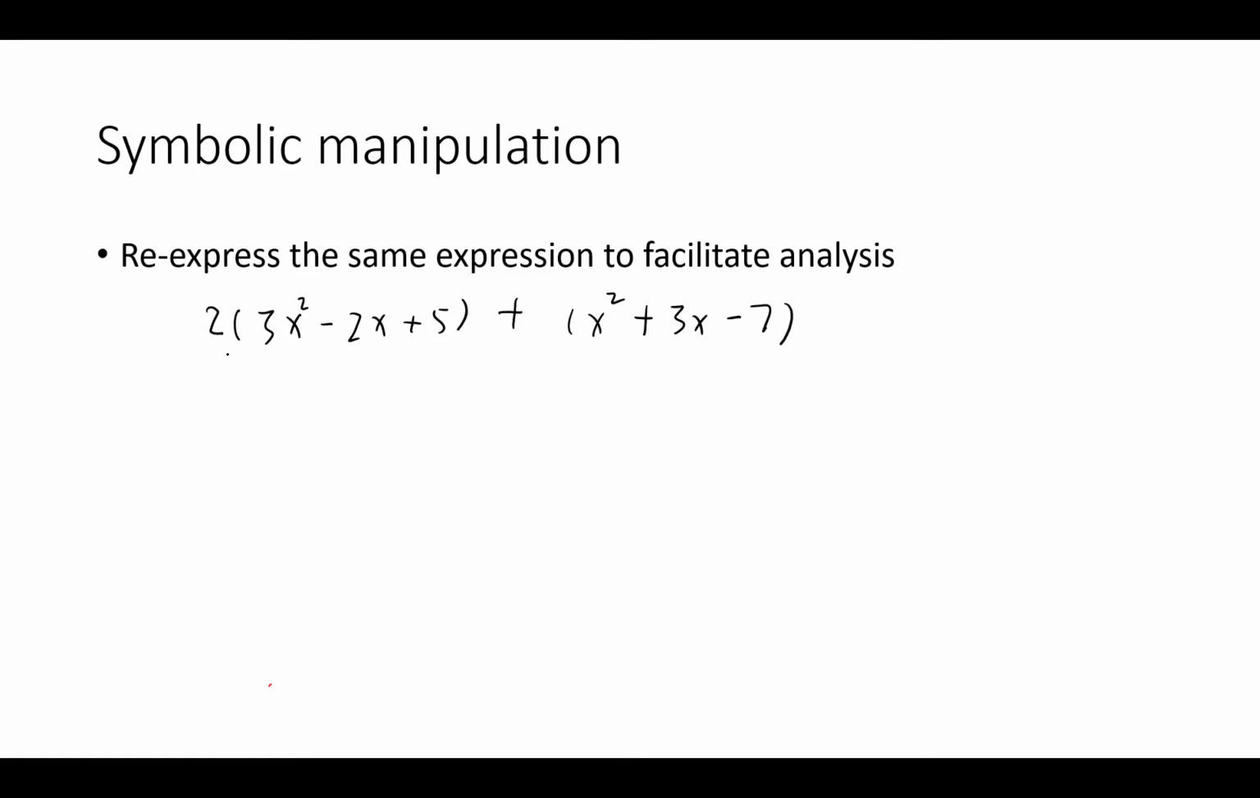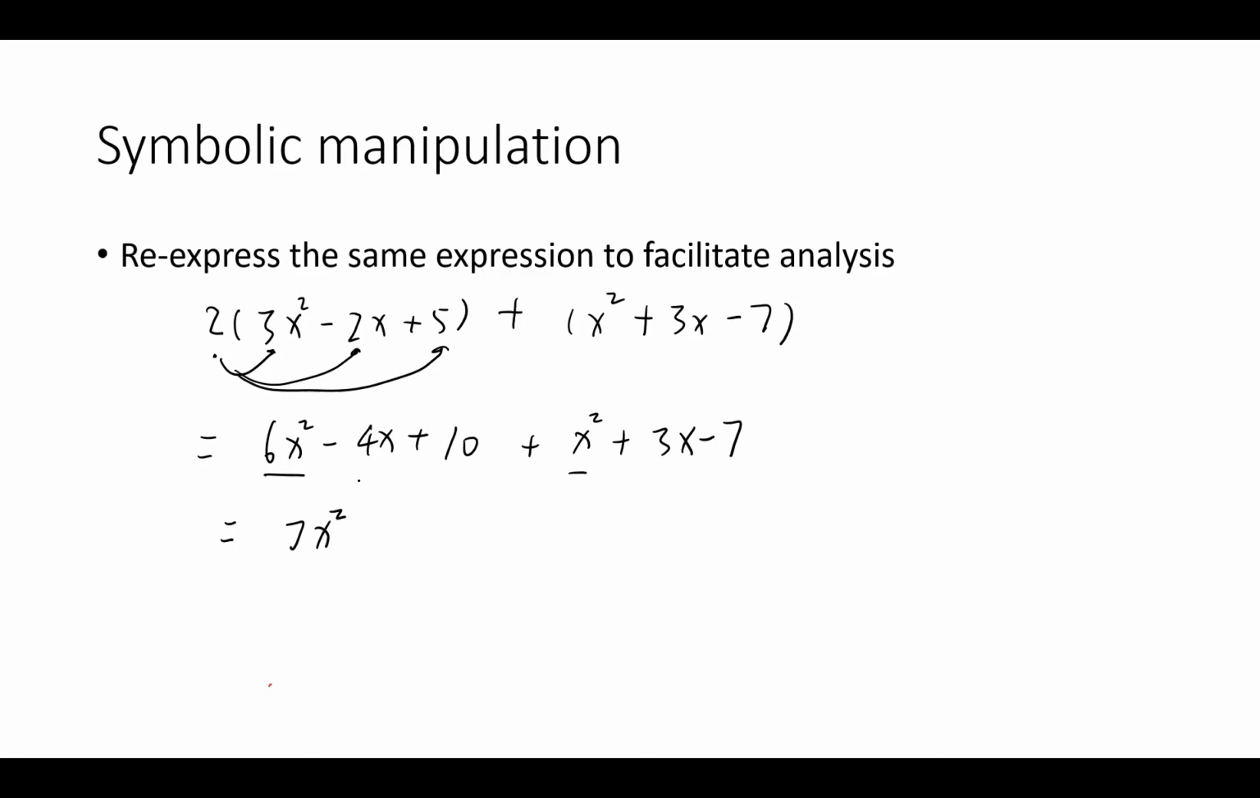We have this multiplier, and we can multiply it to each term inside the parentheses. So we can just plug in, and we have 6x squared minus 4x plus 10. And we can expand the other term as well, removing the parentheses. Now we can do additional manipulation so that the form is further simplified. The 6x squared and x squared become 7x squared. Then adding these terms together, we have the minus x, and we have the plus 3 as well. So this is just a simple illustration of how we can do symbolic manipulation.